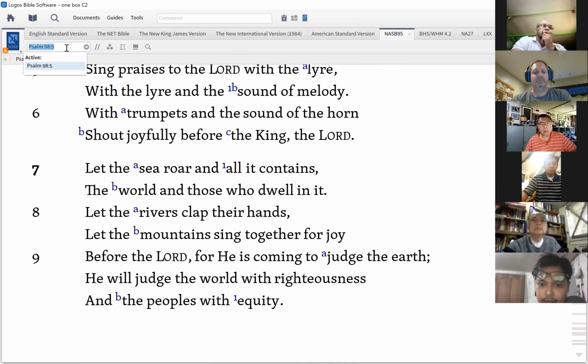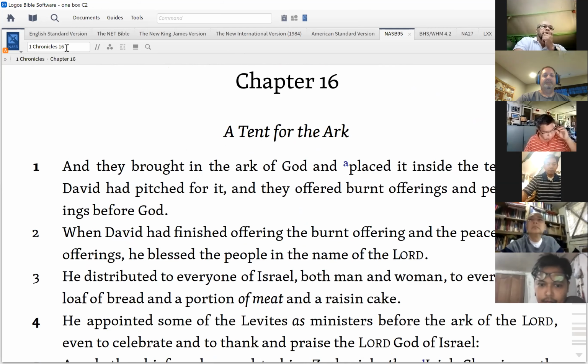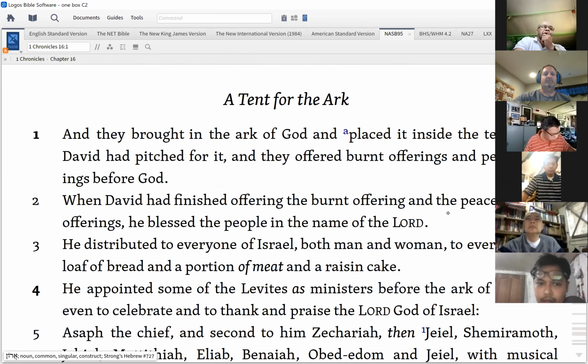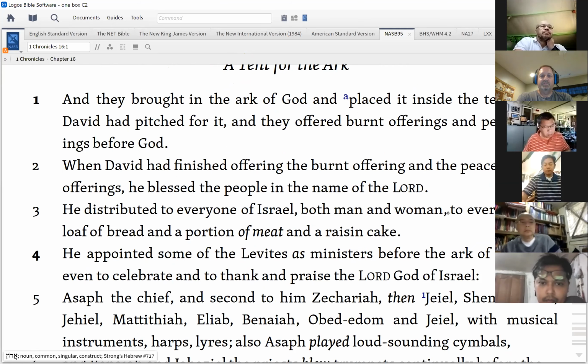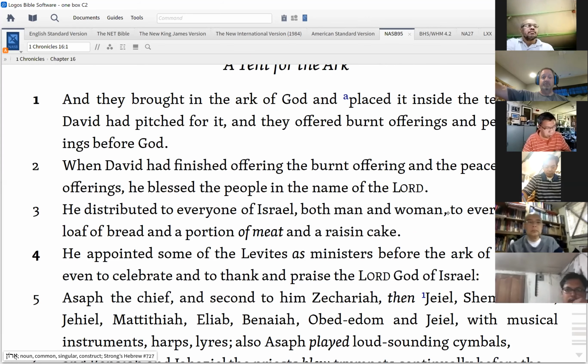1 Chronicles 16. When they brought the ark of God and placed it inside the tent which David had pitched for it, so the tabernacle, David set up the tabernacle in Jerusalem, and they placed it there, the same tabernacle that had been taken through the desert with Moses. So here we are, 400 years later, approximately. They've got the same tent, and they set it up in Jerusalem.